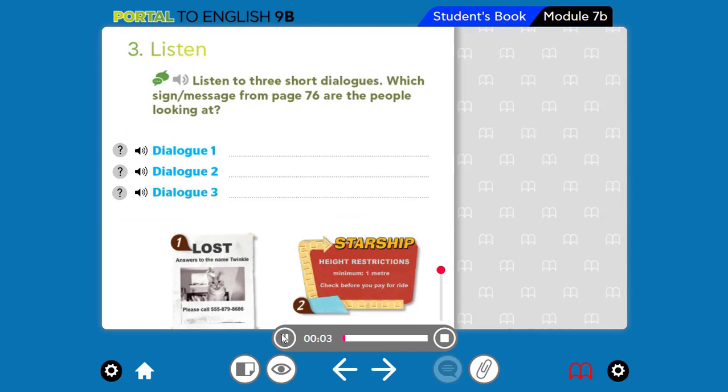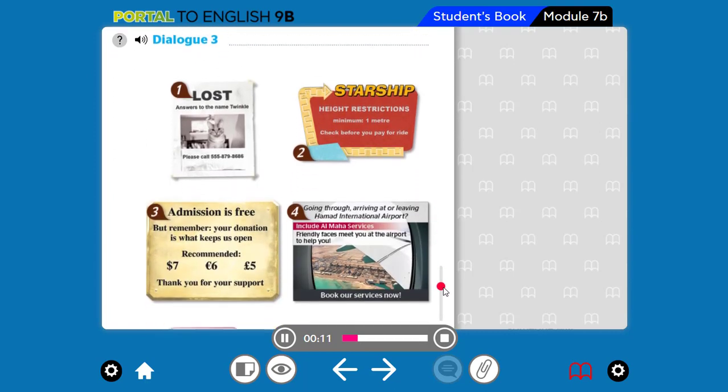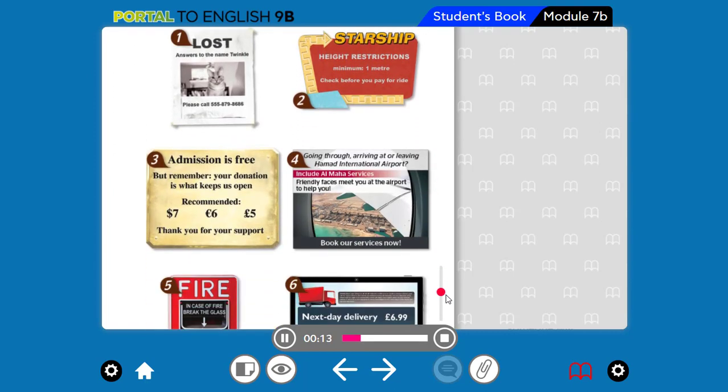7B. 3. Listen. Listen to 3 short dialogues. Which sign or message from page 76 are the people looking at?